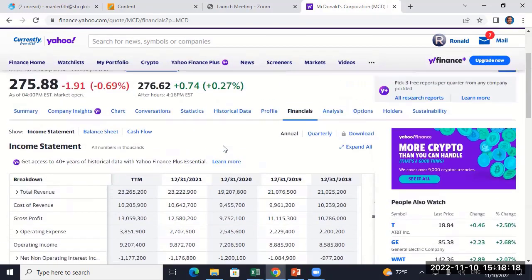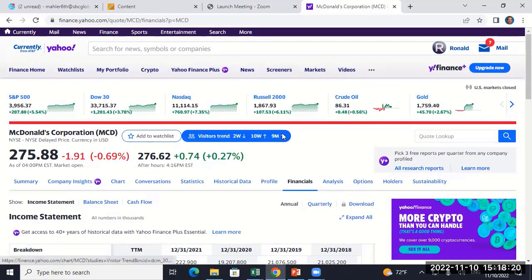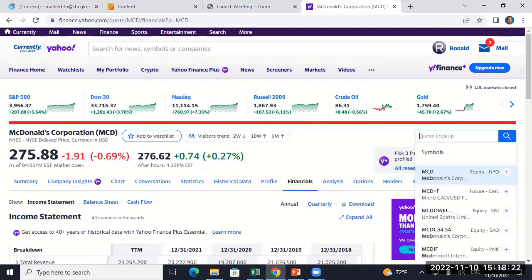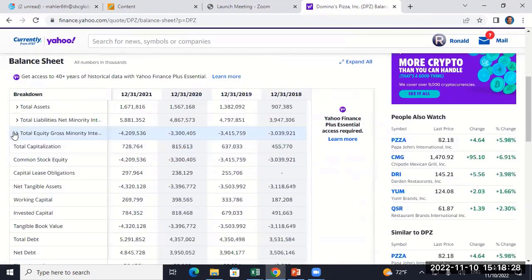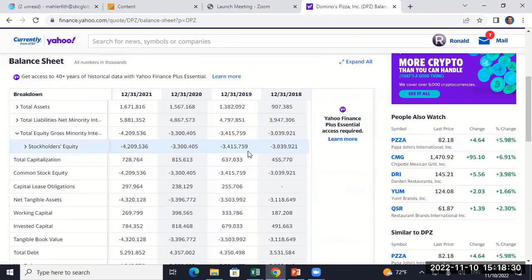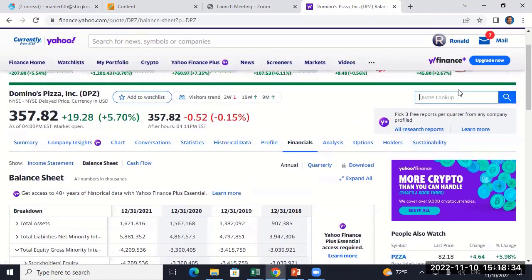So McDonald's is somewhat off the list. There's a few others that have that issue. So be careful, like Domino's. Domino's is another good example. Look at their net worth. Negative net worth. Starbucks would be a great company, wouldn't it?